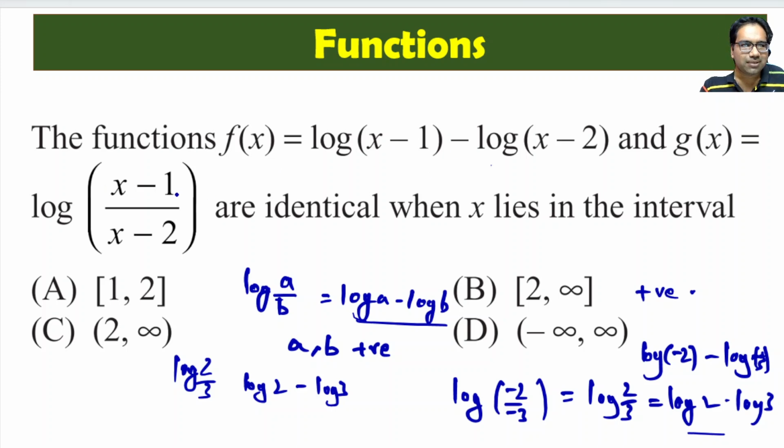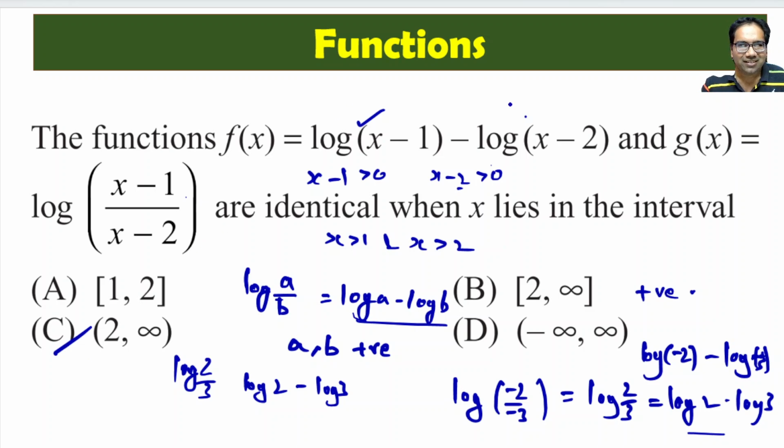So now here, as long as x minus 1 and x minus 2 are positive, these expressions are meaningful. Otherwise, if x minus 1 or x minus 2 is zero or less than zero, then f of x will not be equal to g of x. What does that mean? x minus 1 should be greater than 0, and x minus 2 should be greater than 0. Simple. So x should be greater than 1 and x should be greater than 2. For this to be meaningful, x should be greater than 1. For this to be meaningful, x should be greater than 2. So together, x should be greater than 2. So that is the correct answer.